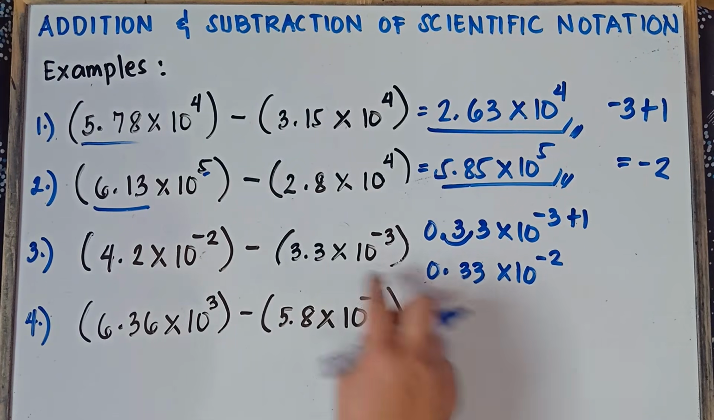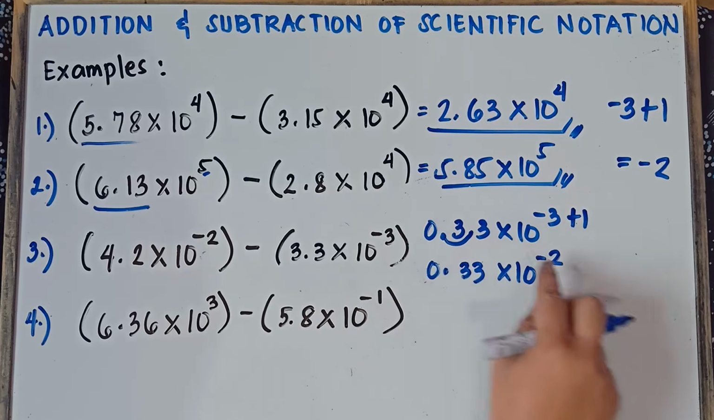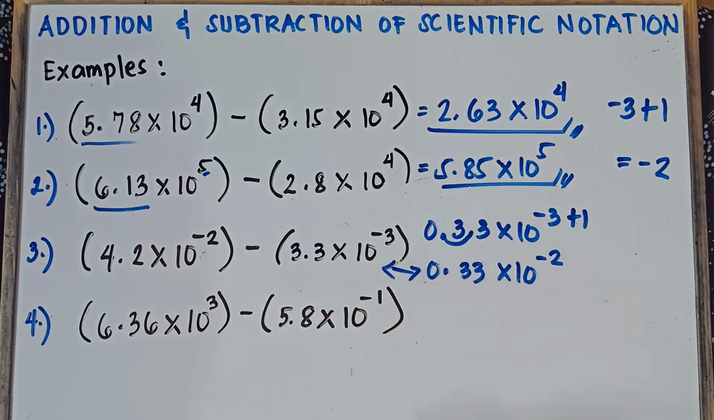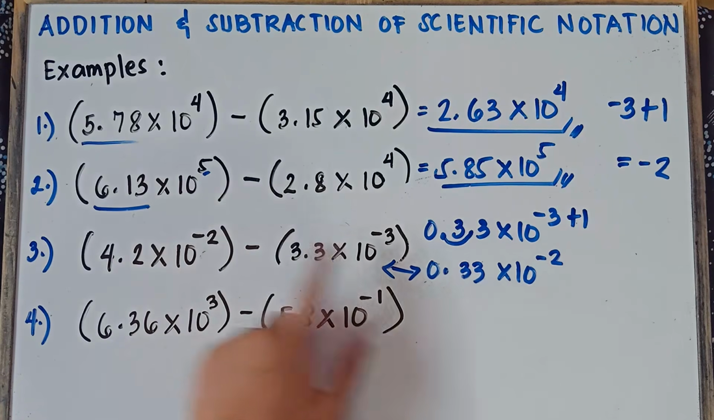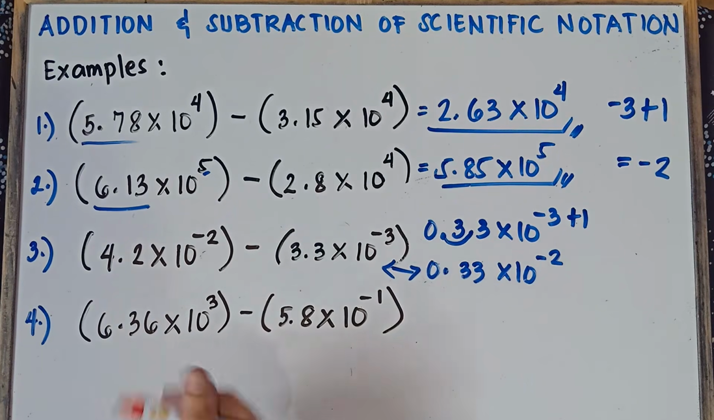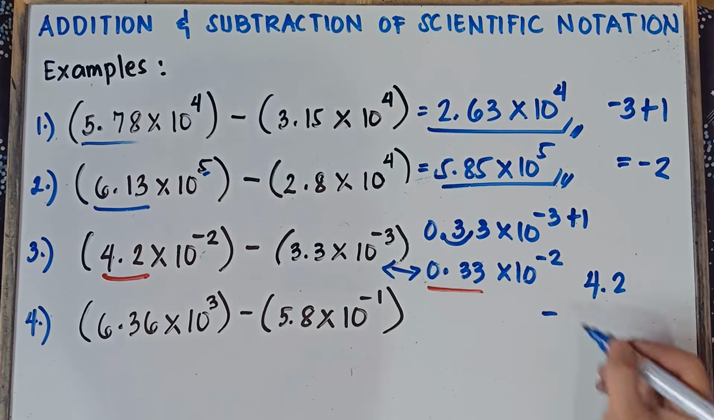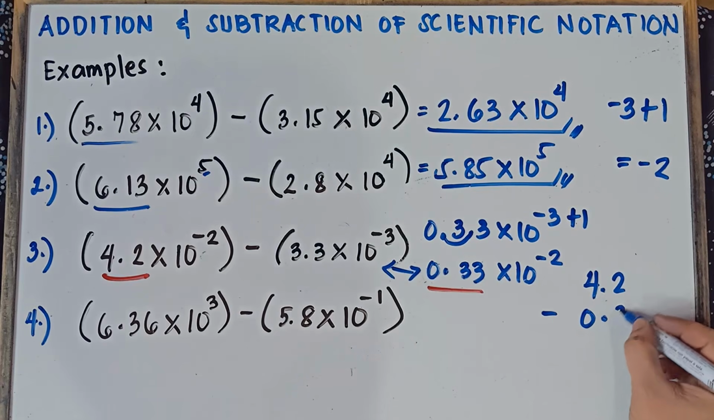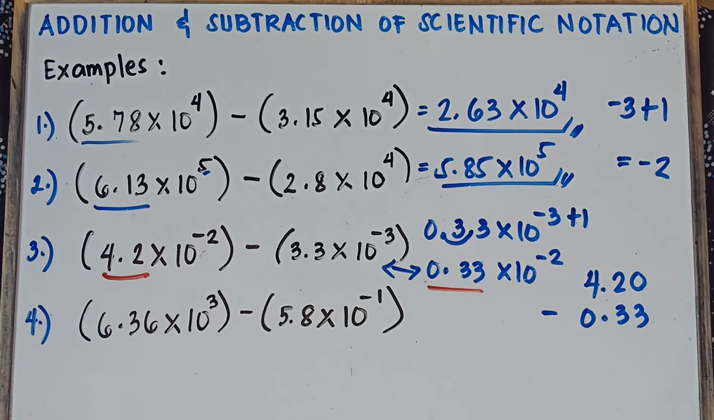And this will be the same, class. We convert this negative 3 to become negative 2. Alright, now, can we subtract the scientific notation? Yup, we can subtract it now because they have the same exponent. Alright, so subtract this one. So 4.2, and then 0.33. So this will be 4.2 minus 0.33. So we can add 0 here. Okay, add 1 0.